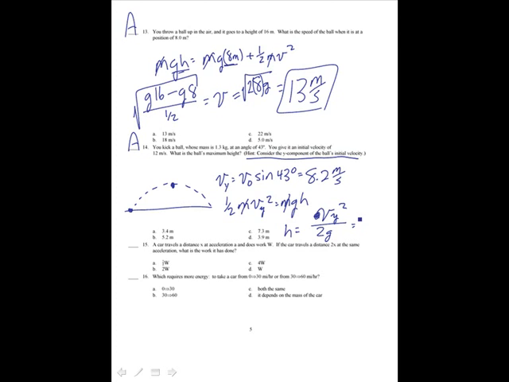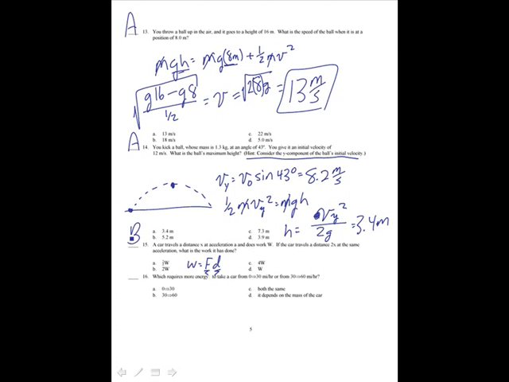Number 14 is A. A car travels a distance x at acceleration a and does work w. If the car travels a distance 2x at the same acceleration, what is the work it has done? Well, work is equal to force times displacement. The acceleration remains constant, so that means the force remains constant, but the displacement doubles. That means you do twice the work, which is B.